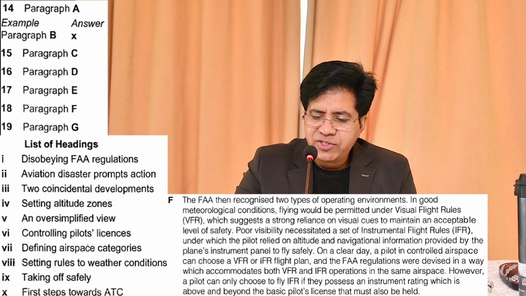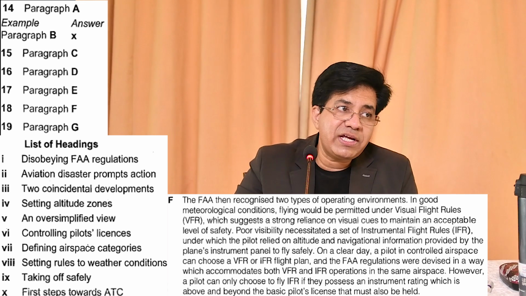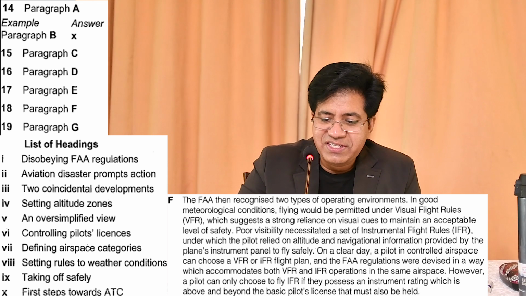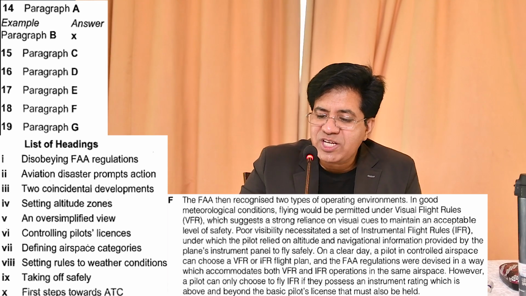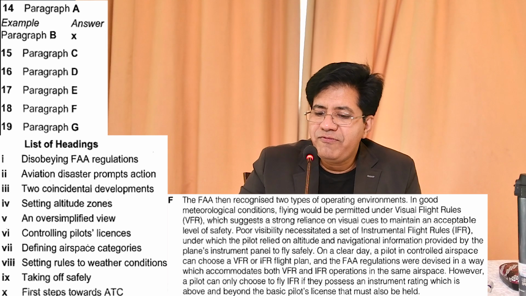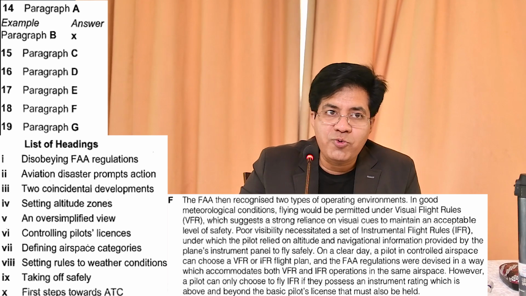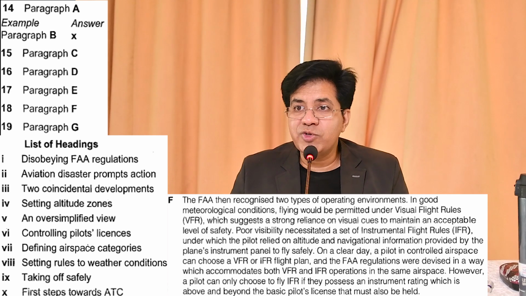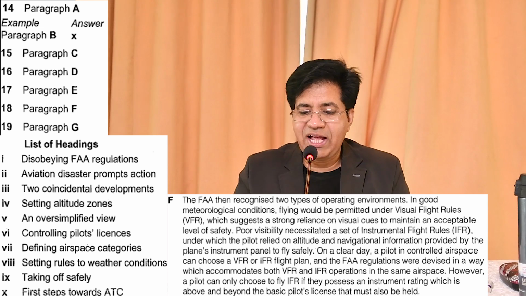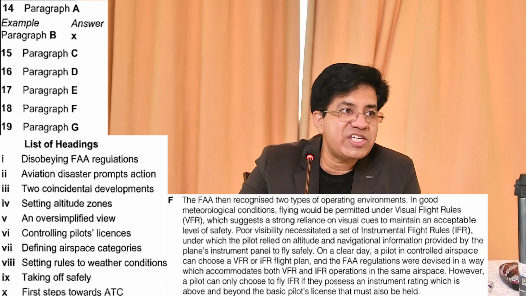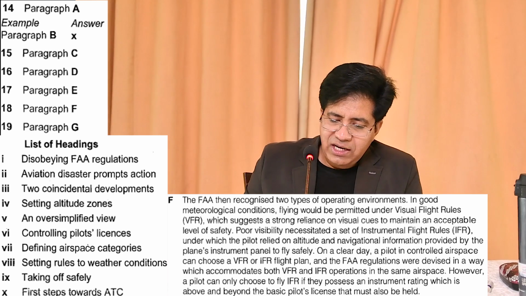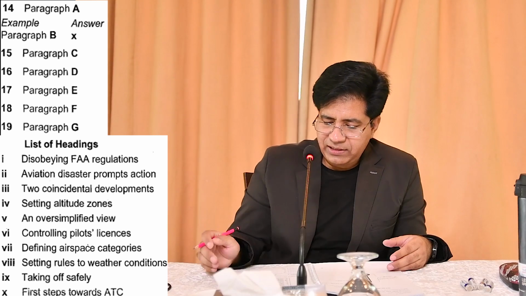FAA then recognized two types of operating environments. In good meteorological conditions, what is meteorological conditions? Weather conditions. Flying would be permitted under visual flight rules. Weather conditions, visual flight rules. Setting rules to weather conditions. Now see, weather conditions and meteorological conditions. So heading number 8. Exactly. Now we will cross heading number 8 as well.